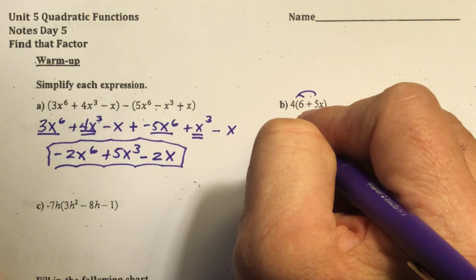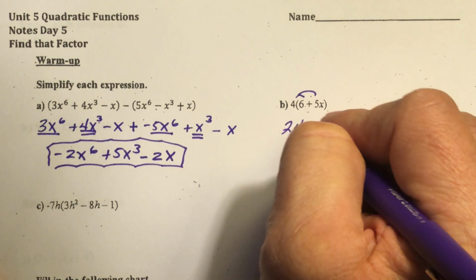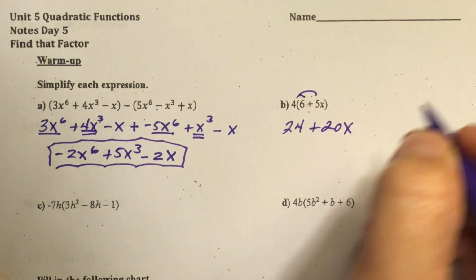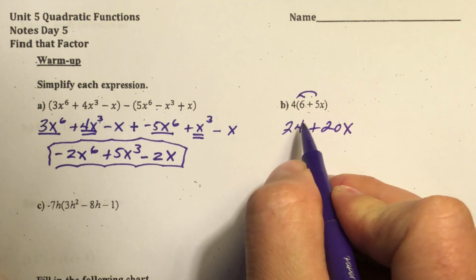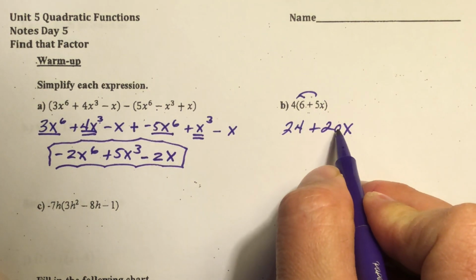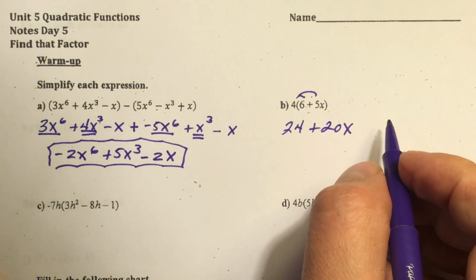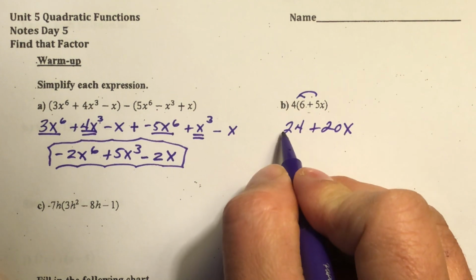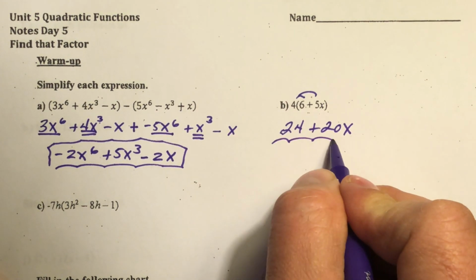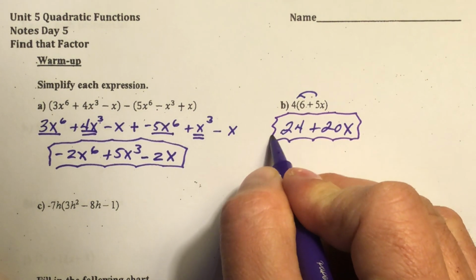Over here for b, we are going to distribute that. So that's going to be 24 plus 20x. 4 times 6 is 24. 4 times 5x is 20x. And I cannot add those together, so this is going to be the simplified expression.